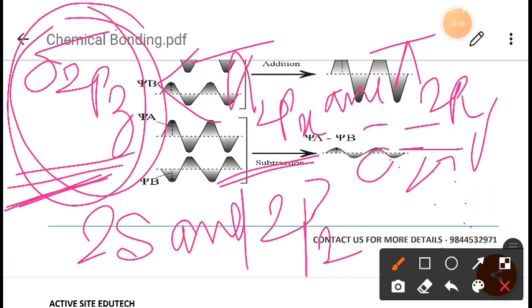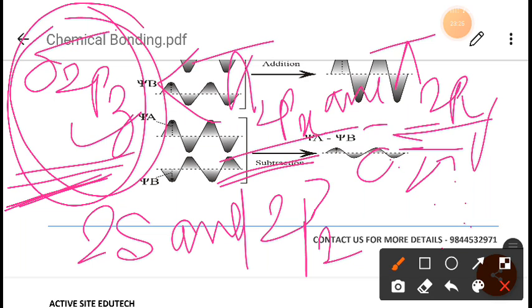Okay, now that is why we are seeing that the sigma 2pz, this one, is of lower energy as compared to that of 2px and 2py, right? So I hope you have understood this.